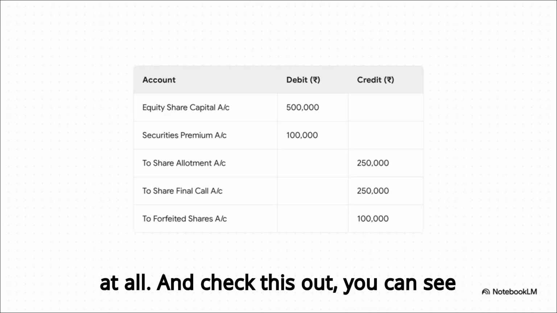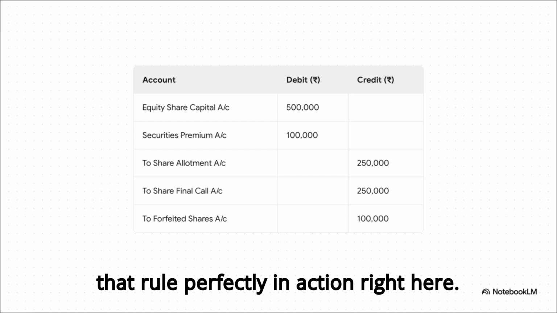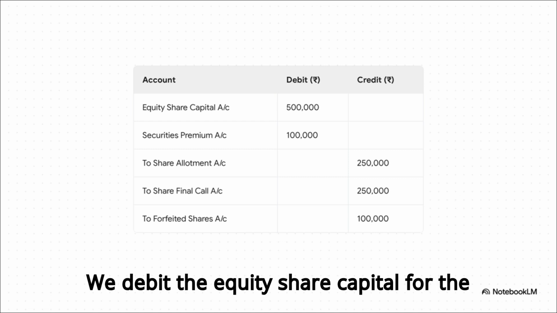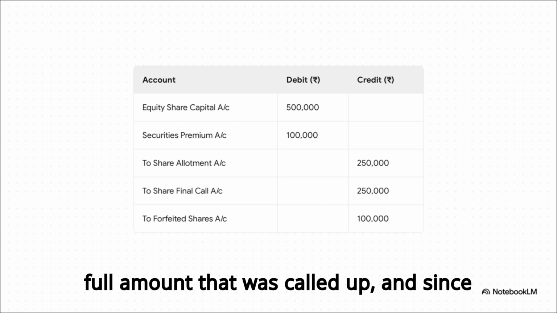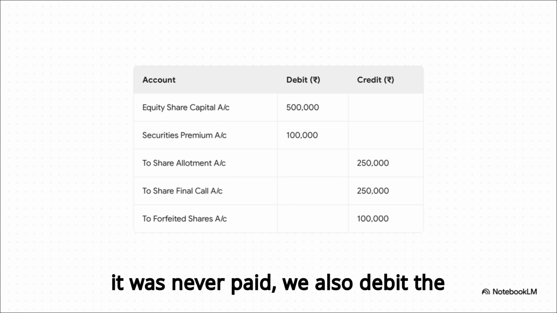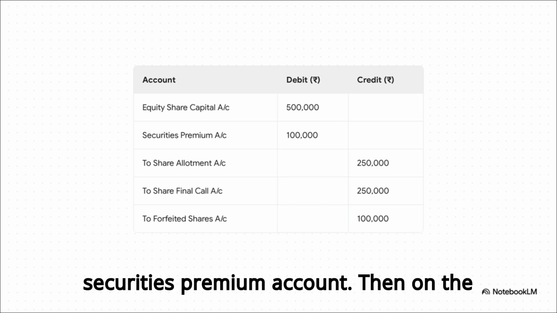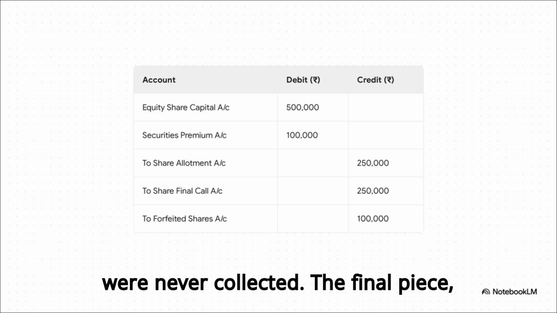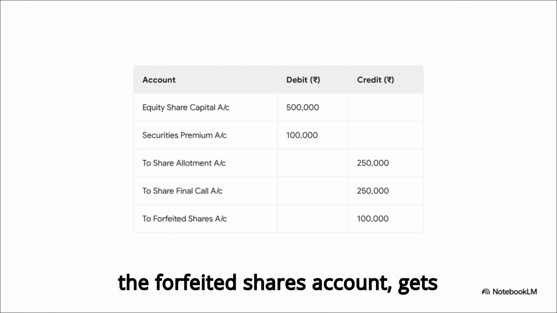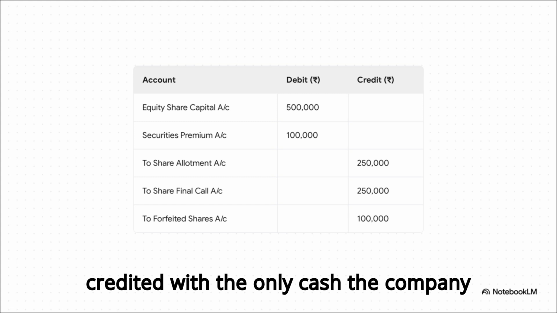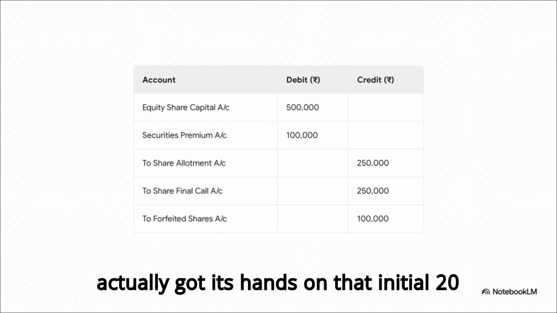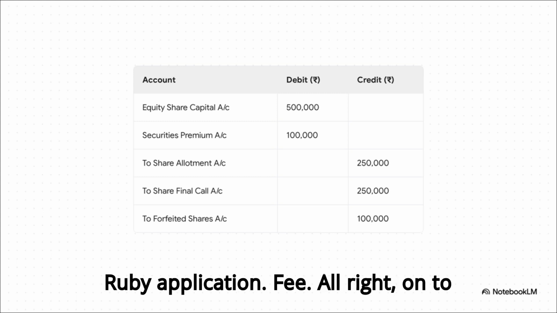And check this out. You can see that rule perfectly in action right here. We debit the equity share capital for the full amount that was called up. And since it was never paid, we also debit the securities premium account. Then on the credit side, you see the amounts that were never collected. The final piece, the forfeited shares account, gets credited with the only cash the company actually got its hands on, that initial 20 rupee application fee.